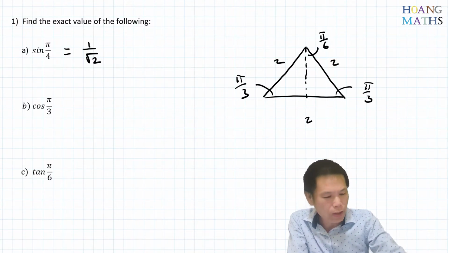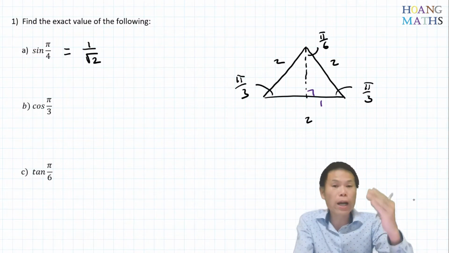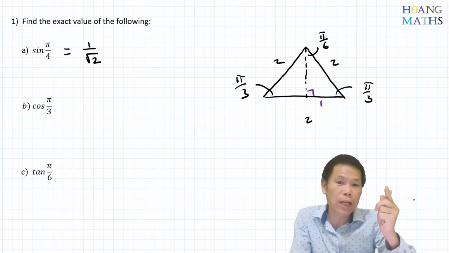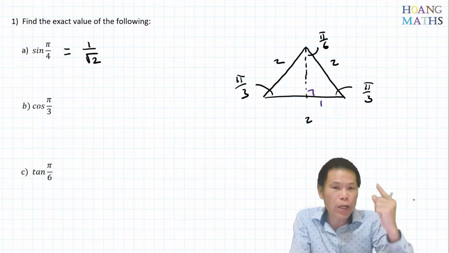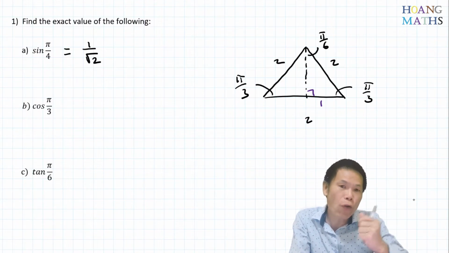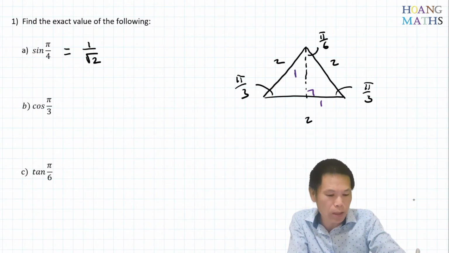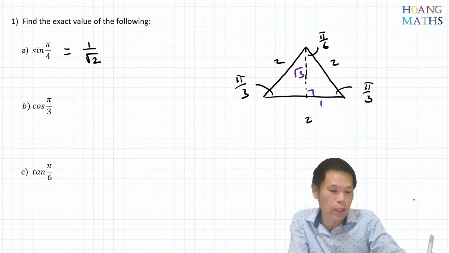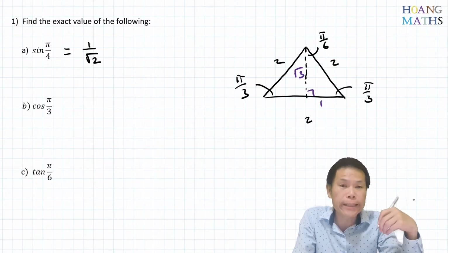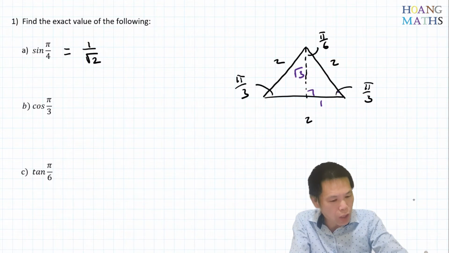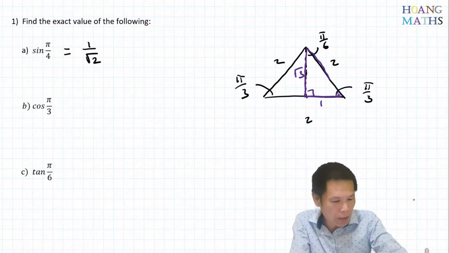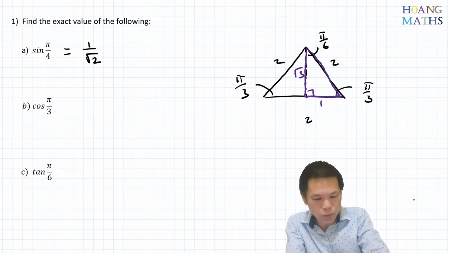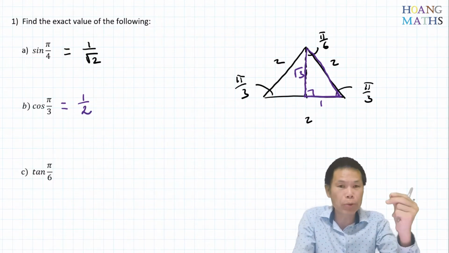And of course, this is 1. And to work out the perpendicular height, we use Pythagoras' theorem. So 2 squared minus 1 squared. 2 squared is 4, 4 minus 1 is 3, okay? Just remember this triangle, okay? So that means root 3 here. So cos is adjacent over hypotenuse. So cos of pi over 3 is adjacent, which is this side here. We focus on that. So adjacent, so 1 over 2, because adjacent over hypotenuse.